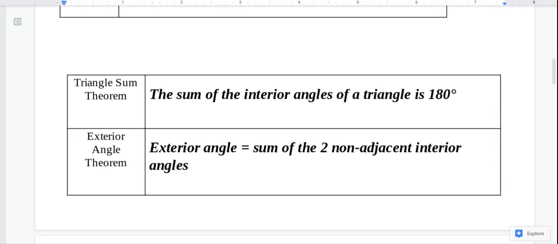Then there are 2 theorems that we need to learn. The triangle sum theorem, which states the sum of the interior angles of a triangle is 180 degrees. So all angles inside of a triangle add up to 180 degrees. And the second one, the exterior angle theorem, which states the exterior angle equals the sum of the 2 non-adjacent interior angles. And we'll see what that looks like in some of the examples.